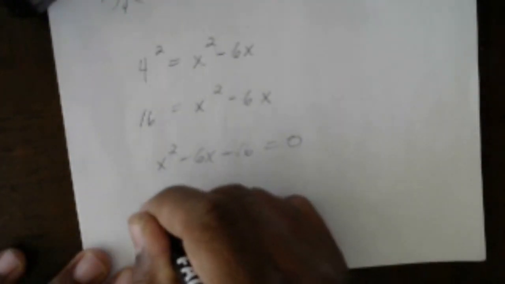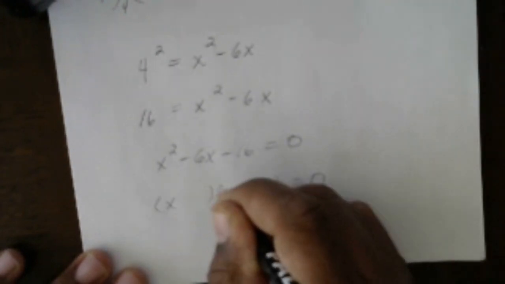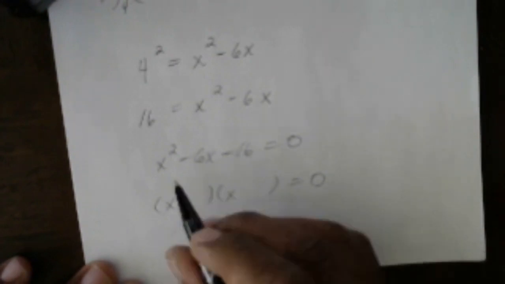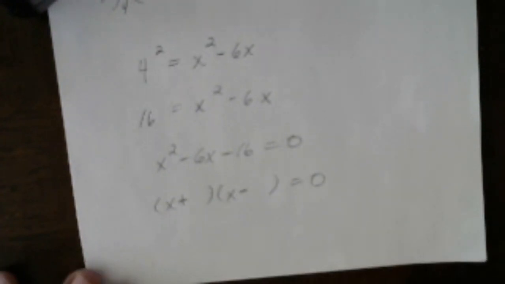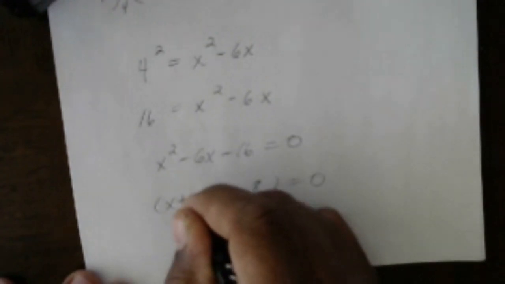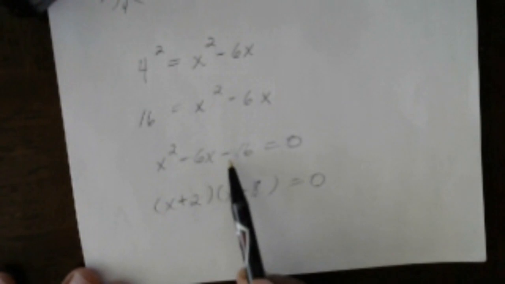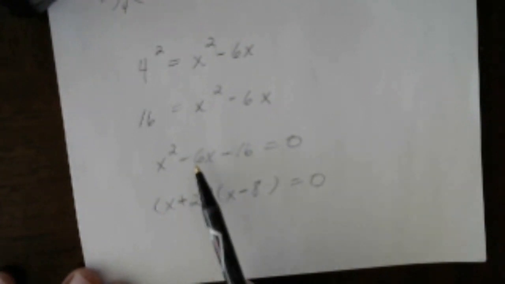I'm going to first try to factor it, and I believe this is factorable. I'm going to make 2 sets of parentheses. I'm going to put x in front. Since my last term is negative, one of my numbers has to be positive, one has to be negative. I'm going to use a negative 8 and a positive 2. Right, because 2 times negative 8 is negative 16. But when I add, negative 8 plus 2 is negative 6.